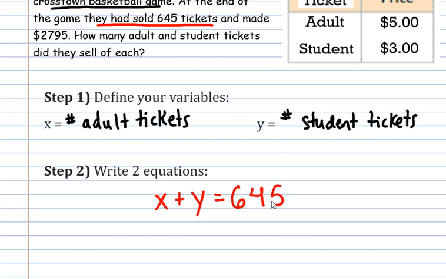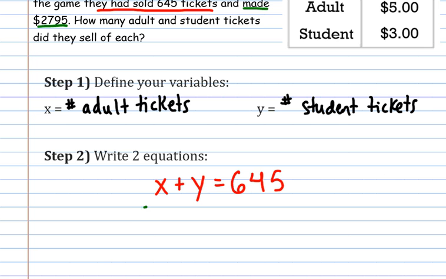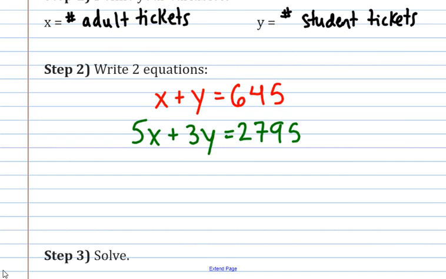Almost always when working with these, there's usually going to be a count equation, and then there's going to be a cost equation. The cost equation is coming up next. It says they made $2,795. Well, adult tickets were $5 for every adult, plus $3 for every student, and it was $2,795.